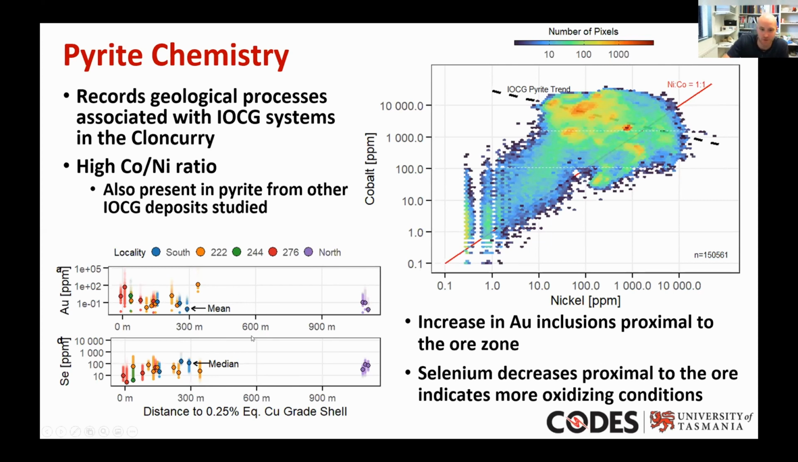It's a similar plot to what Jonathan showed you earlier. So it's the distance to the 0.25 equivalent copper grade shell. It's either Starra 276 or Starra 222, whichever is closer. We see that there is a slight increase in gold inclusions in the pyrite when we come closer to the ore zone. And interestingly enough, the selenium in pyrite decreases when we come closer to the ore zone. Selenium can be an indicator for more oxidizing conditions during pyrite formation, which is a good thing, that the pyrite seems to record those geological processes.